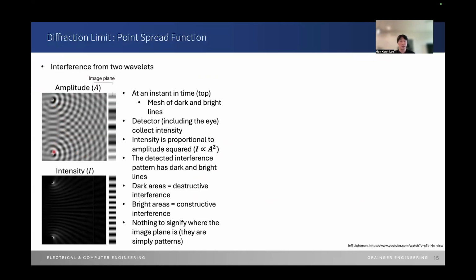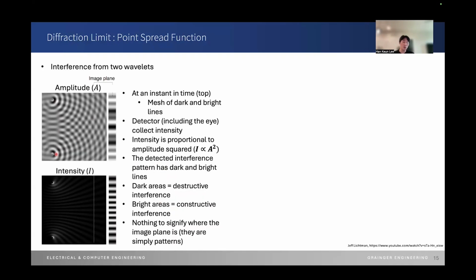So this is what we see in space where we have two different wavelets interfering with each other. At an instance in time, shown on the top right side, the mesh of dark and bright lines shows the intensity of this pattern, as detected by the CMOS or CCD camera. This intensity is proportional to the amplitude squared. Just like before, this detected interference pattern has dark lines, which are destructive interference, and bright lines, which are constructive interference.